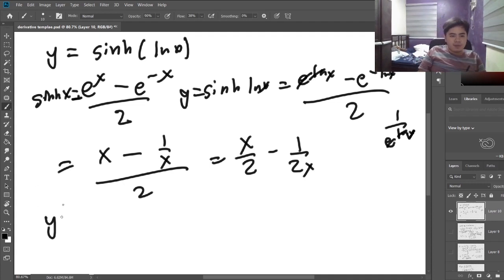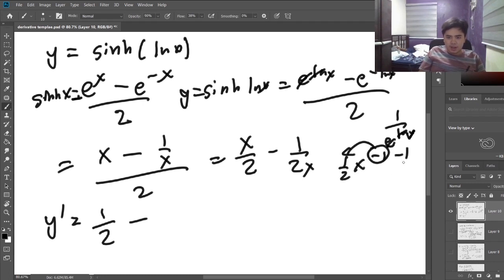So y prime, the derivative of this, what's the derivative of x over 2? It's just 1 over 2. Minus derivative of 1 over 2x. That's more difficult, but this is easy. So this is 1/2, then x to the -1. Put the negative onto the side and subtract by 1. So it's going to be -1/2 x to the -2, right? So negative here, negative there, it turns into positive. And then 1 over x to the -2 is going to be on the bottom, x squared.